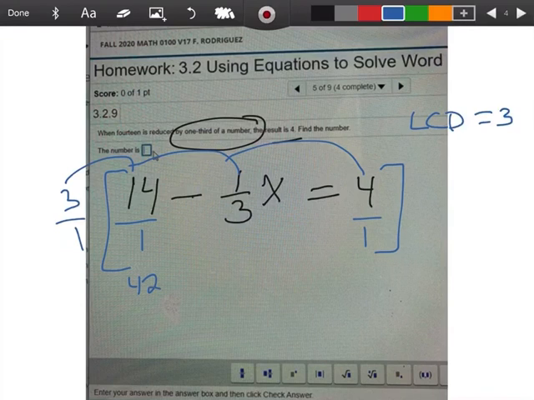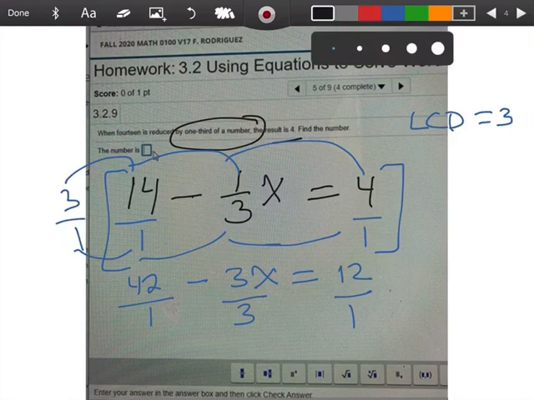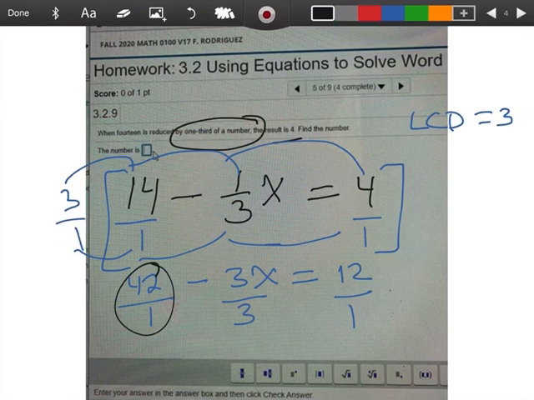So 3 times 14 is going to give me 42. 3 times 1x will give me a 3x. 3 times 4 will give me 12. And then the bottom numbers are getting multiplied by 1, so that stays a 1. This one stays a 3, and this one stays a 1. And so now we can simplify. So 42 divided by 1 is just 42. These 3's here will cancel, so that's just an x. It's equal to 12. Okay.